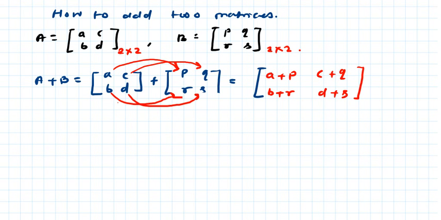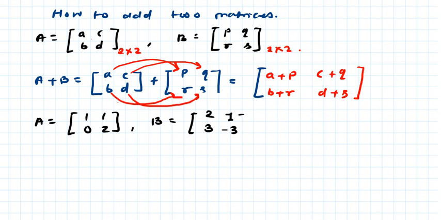For example, suppose I have the matrix A equal to [1, 1; 0, 2], and the matrix B is suppose [2, 1; 3, minus 3]. Then the question is to find A plus B. So what is A plus B?